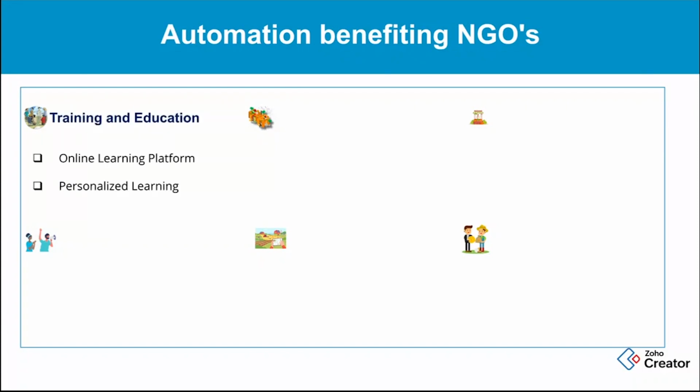In this training and education module, one thing they can focus on is an online learning platform, that is collecting the farmer information and providing them with online learning about farming technologies. Analyzing the needs and requirements of the farmers and giving them personalized learning can be done under this module. These automations easily help the NGOs to make a great impact on this industry.